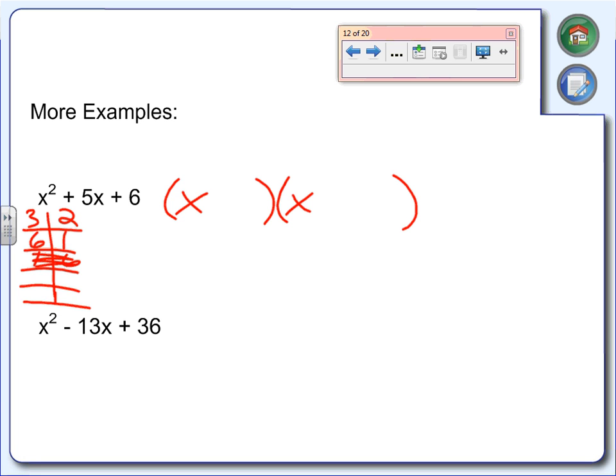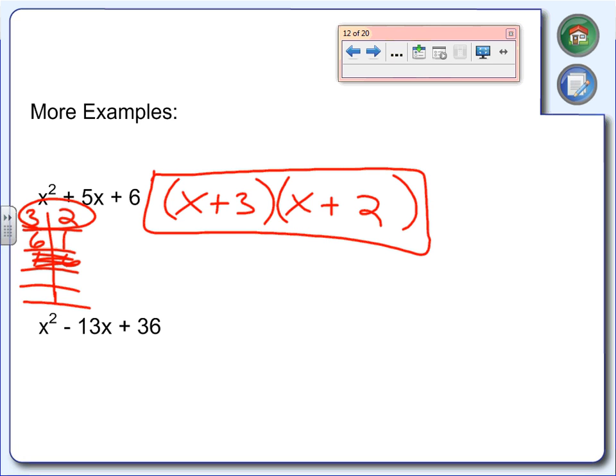Are any of those going to add up to a positive 5? The 3 and the 2, notice they add up to the positive 5. Therefore, those are the ones we're going to use. Those are the ones that we need to put in the parentheses. There's the positive 3, and there's the positive 2. Therefore, these are my factors of x squared plus 5x plus 6. If I were to do the FOIL method, this is the answer I'd get.